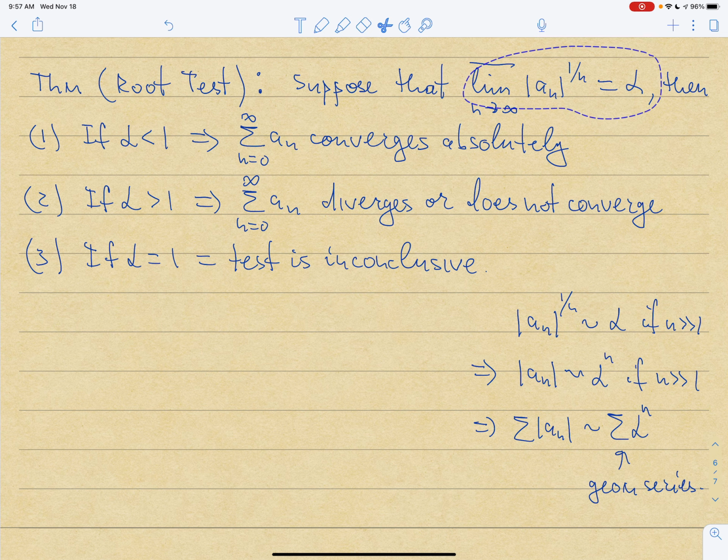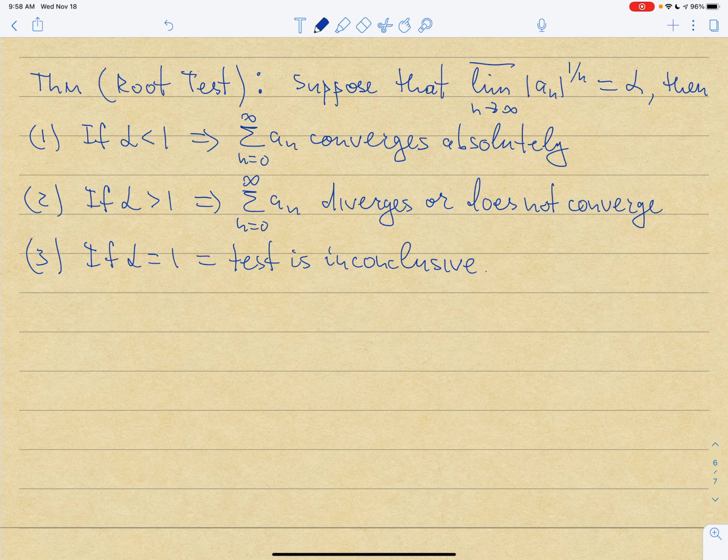And then if alpha is less than 1, the geometric series converges. If alpha is bigger than 1, the geometric series of positive numbers diverges. And so that is the basis for the root test. Again, if your series of a_n's eventually looks like a geometric series, then whether or not the series converges is determined by what the multiplier of that series is going to be. So now let's provide a formal proof of this.